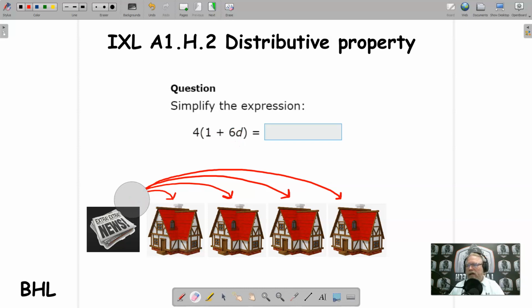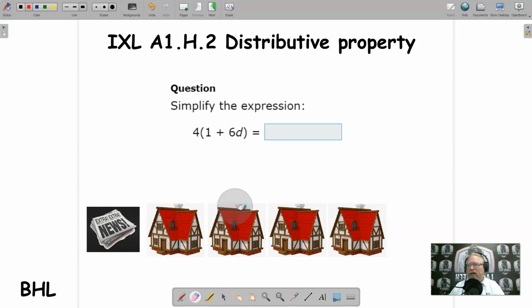So I'm going to go ahead and get my arrows out of the way so I have some room to do some calculations. We're going to take the 4, that is the newspaper, and deliver it to each of the houses, which is the 1 and the positive 6D. Remember, this is multiplication in between the 4 and the parentheses. We have no operation symbol, so we recognize that this means to multiply.